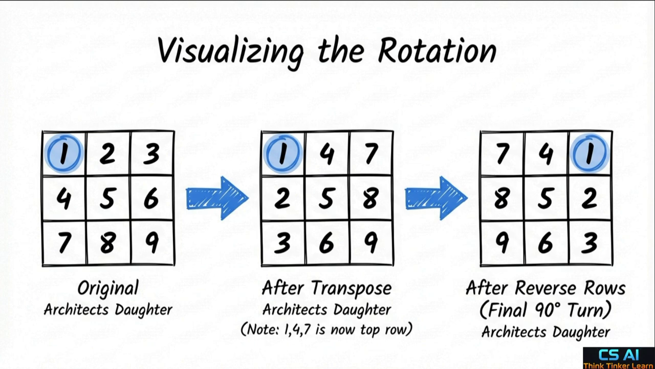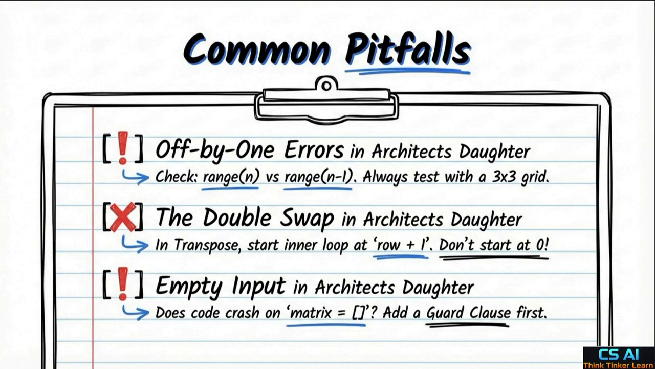After reverse rows, we take that middle grid and flip each horizontal line. The 1 moves from the left side of the top row to the right side of the top row. Look at the final result. The 1 has moved from 0,0 to 0,2. It has effectively rotated 90 degrees. This two-step process is not just easier to code, it's also easier to explain to an interviewer. It shows you understand how to break down complex spatial operations into atomic transformations.